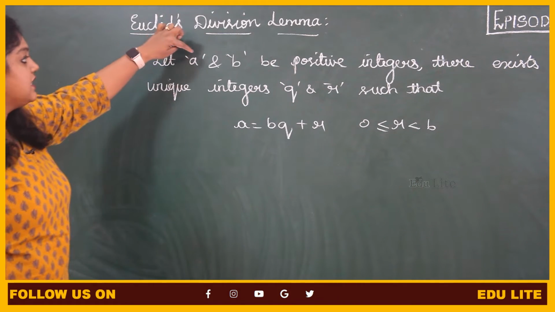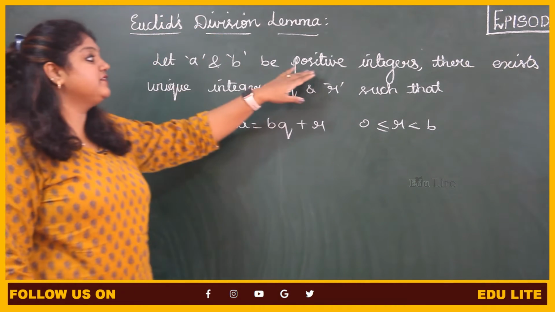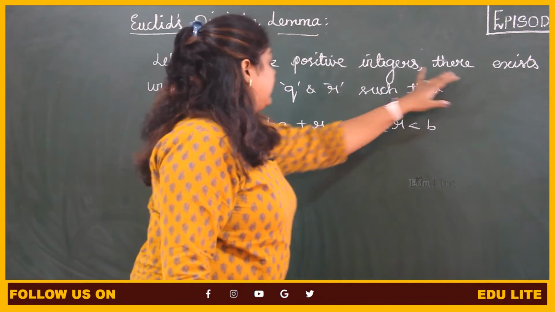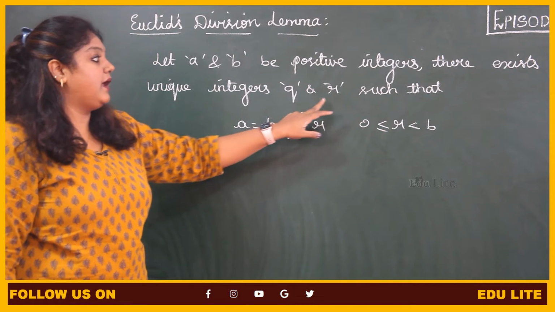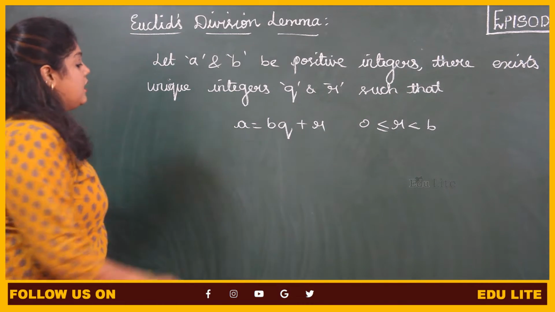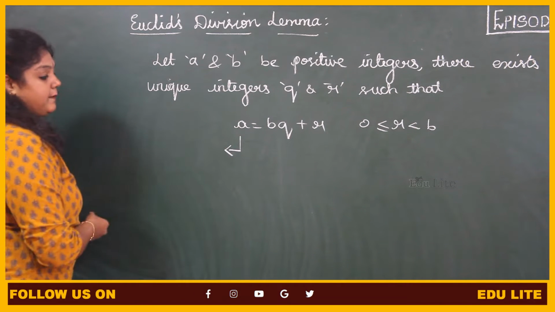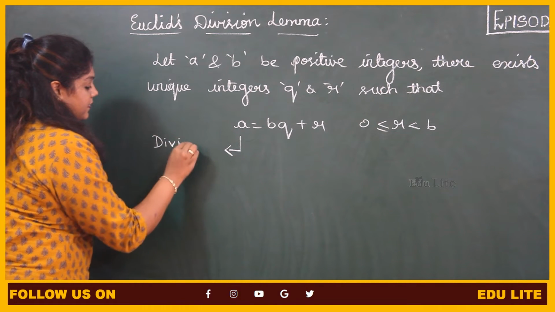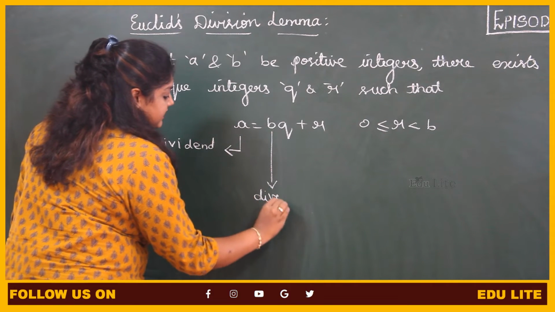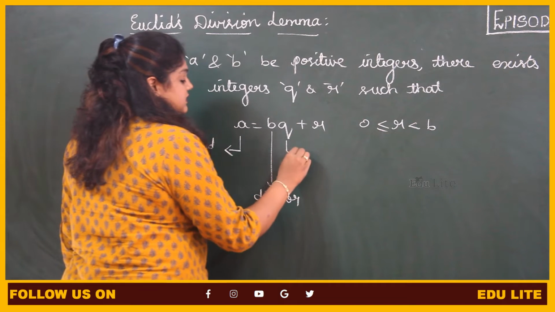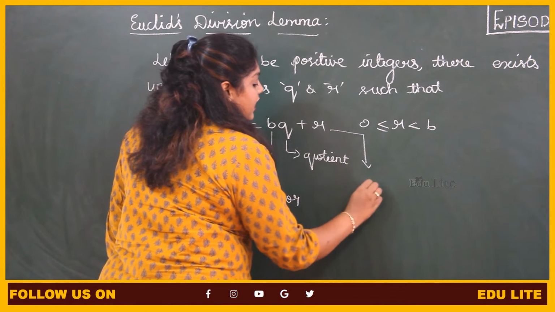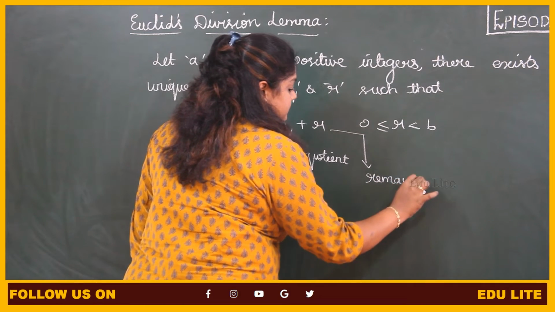So what does it state? We have two positive integers A and B. Positive integers means it starts with 0, 1, 2, etc., and it goes on. Then there exist unique integers Q and R such that it is written in the format A equals BQ plus R. In this Euclid's division lemma, A is the dividend, B is the divisor, Q is the quotient, and R is the remainder.